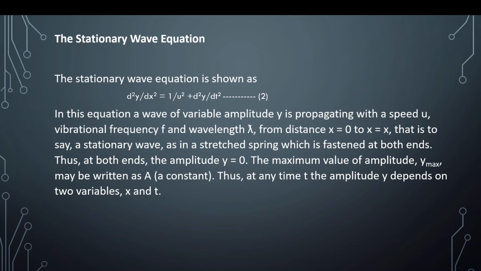The vibrational frequency and wavelength lambda are also related to velocity, u equal to lambda into frequency. And the wave is a stationary wave because it is like a string fastened at both ends. Therefore, at both ends, amplitude goes to zero. The maximum value of amplitude of the vibrating string is assigned a symbol A. Actually, A will be a constant.